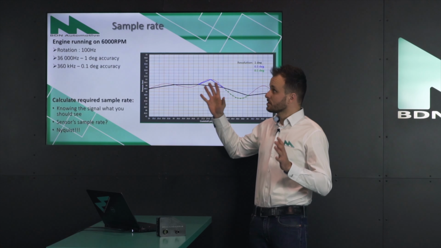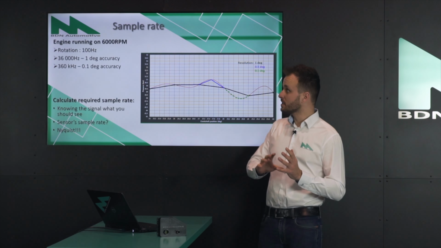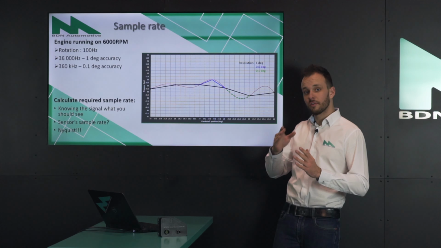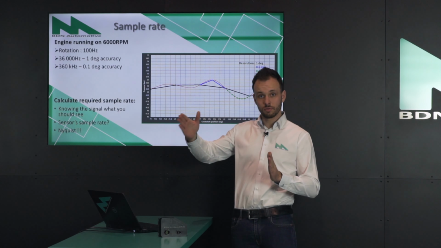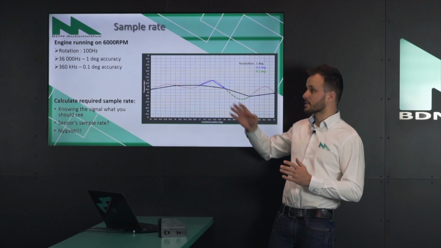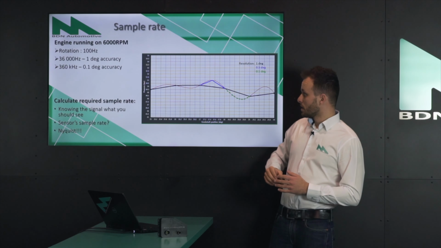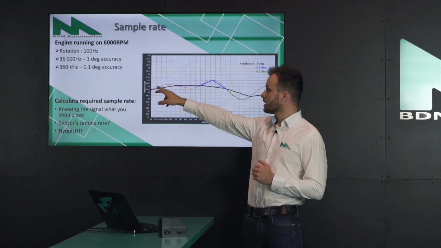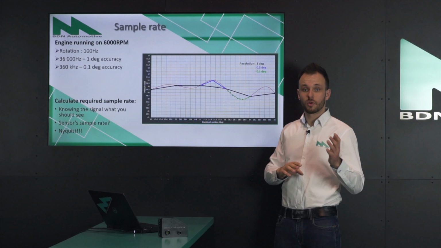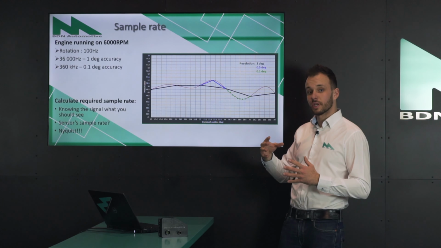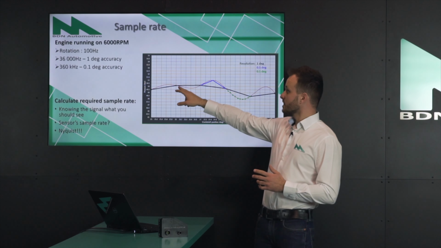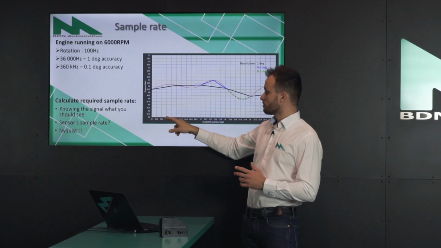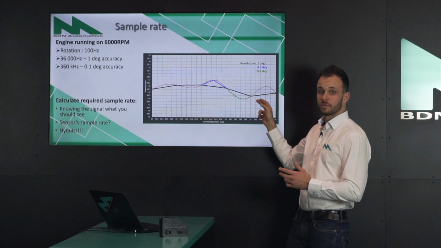Let's say the engine is running at 6,000 RPM, which means the rotational frequency is 100 Hertz. If you would like to record every single degree of crank angle, it means 36 kilohertz of sampling rate. Let's move on to the picture on the right side. The red curve here is the signal of a knocking cycle. If we are recording with 1 degree resolution, we are capturing every 10th point on this graph, and we're getting the black curve.